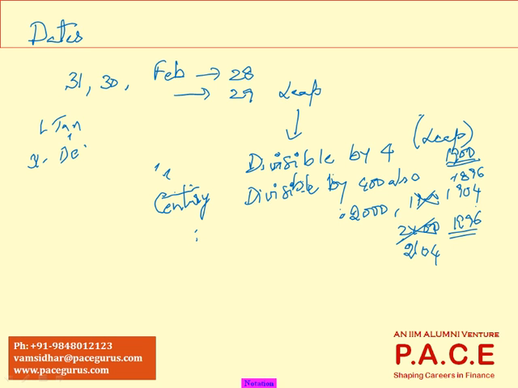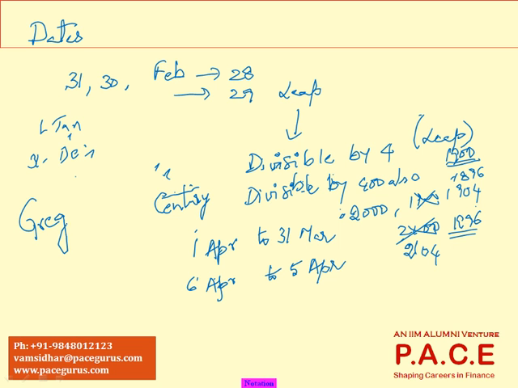In some countries, it may be from 1st April to 31st March, whereas it may be the same as the calendar year in some countries, or in some countries it's even from 6th April to 5th April. So the tax year may be different for different countries, but the calendar year is from 1st Jan to 31st December, and this particular calendar year is called the Gregorian calendar year.